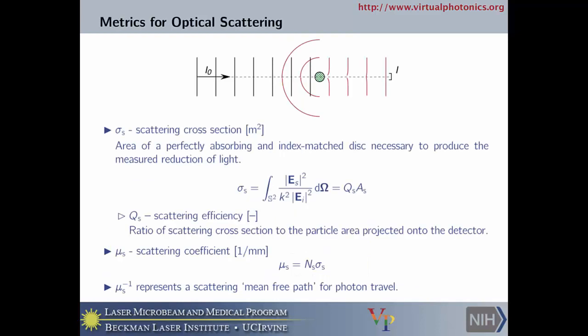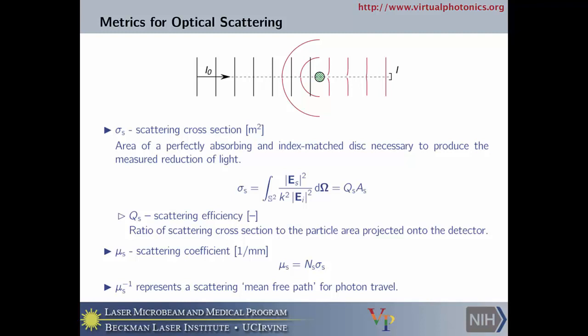The most common one that most of us are familiar with is mu s. Mu s is the scattering coefficient, and it is actually related to the scattering amplitude matrix, which I'm going to talk you through using something called the scattering cross-section. So let's imagine a simple case where you have a planar wave incident on a particle, and you have a detector located directly opposite.